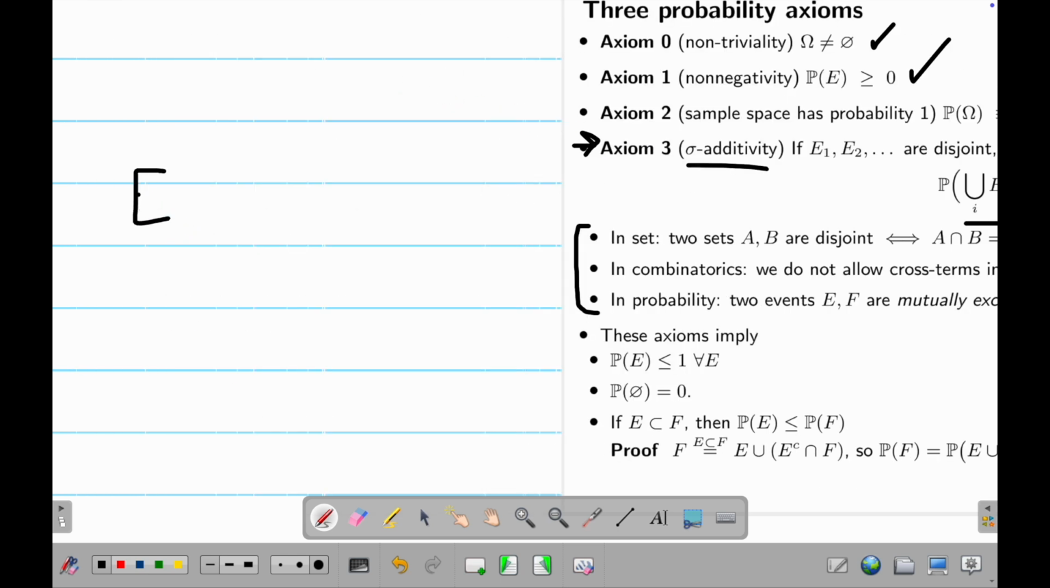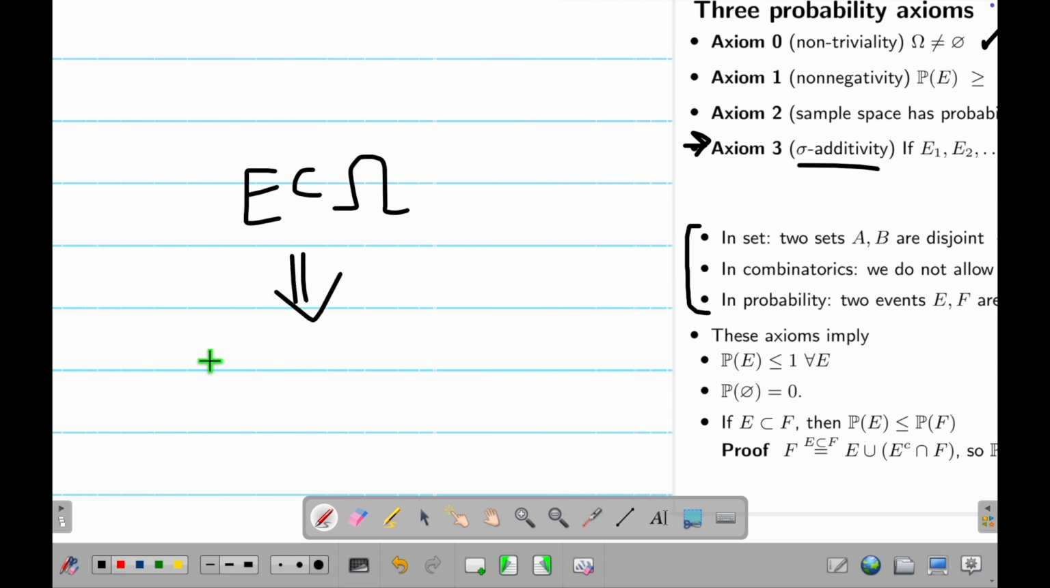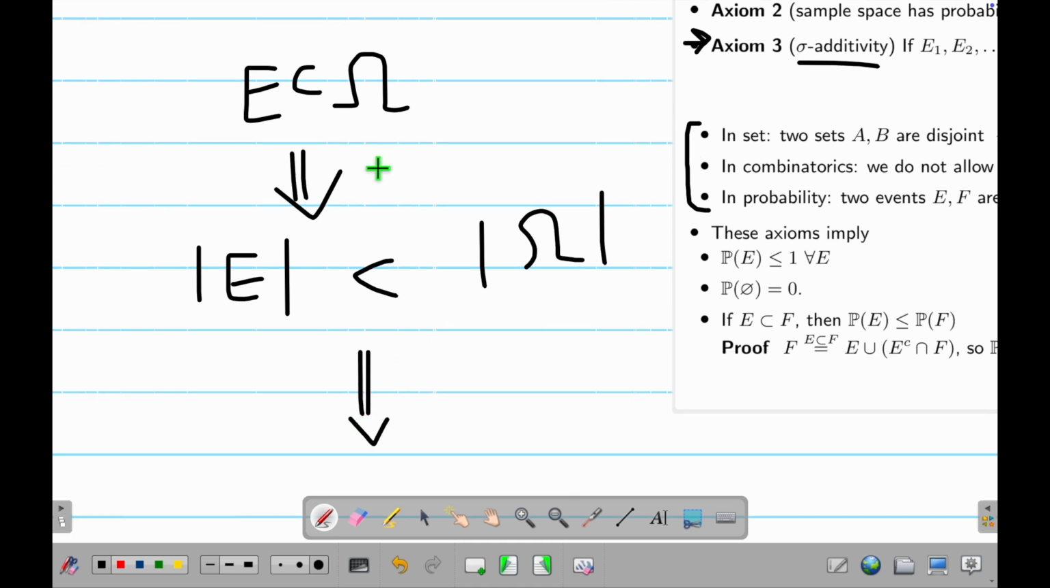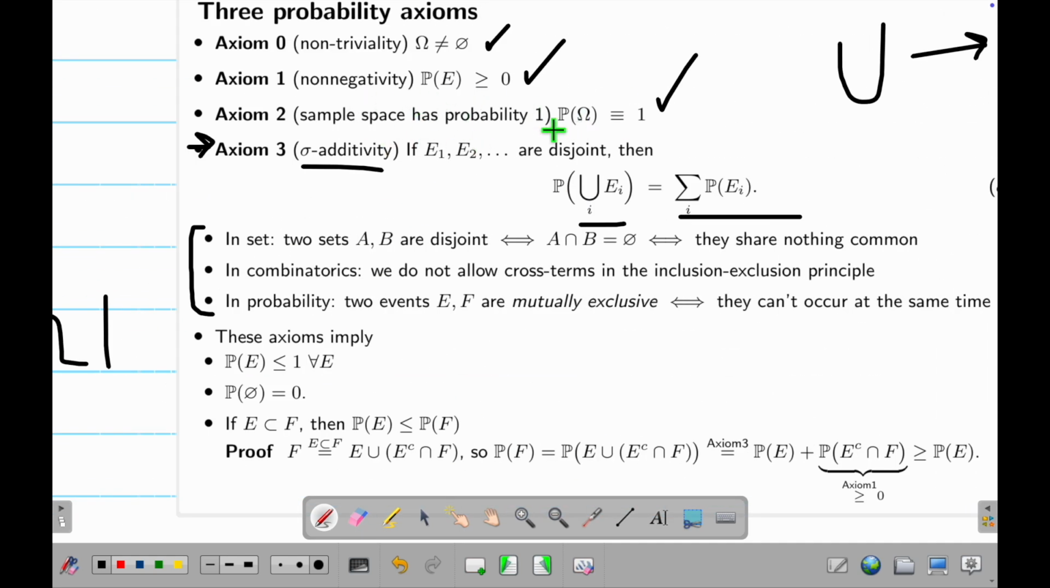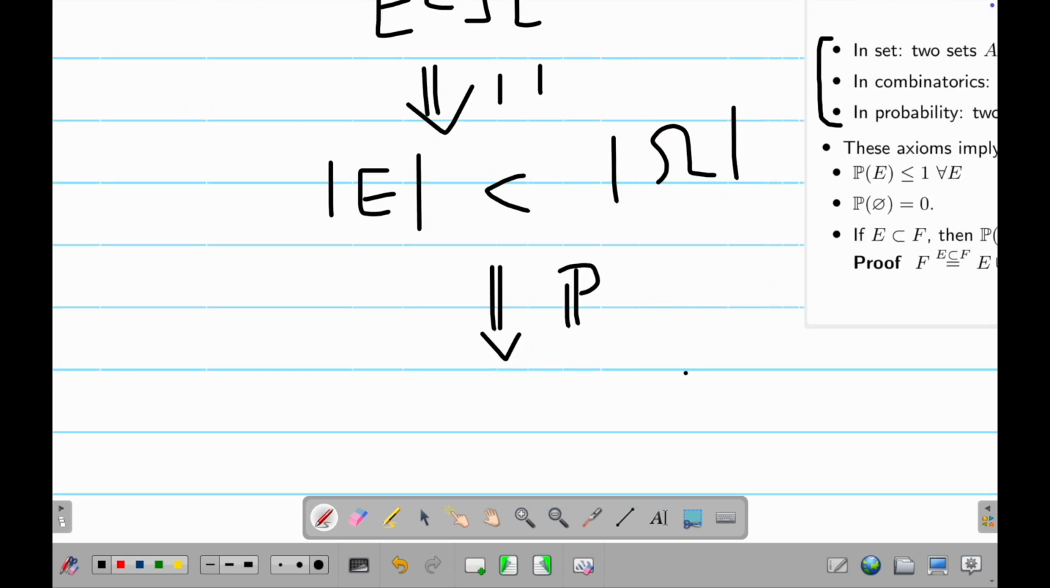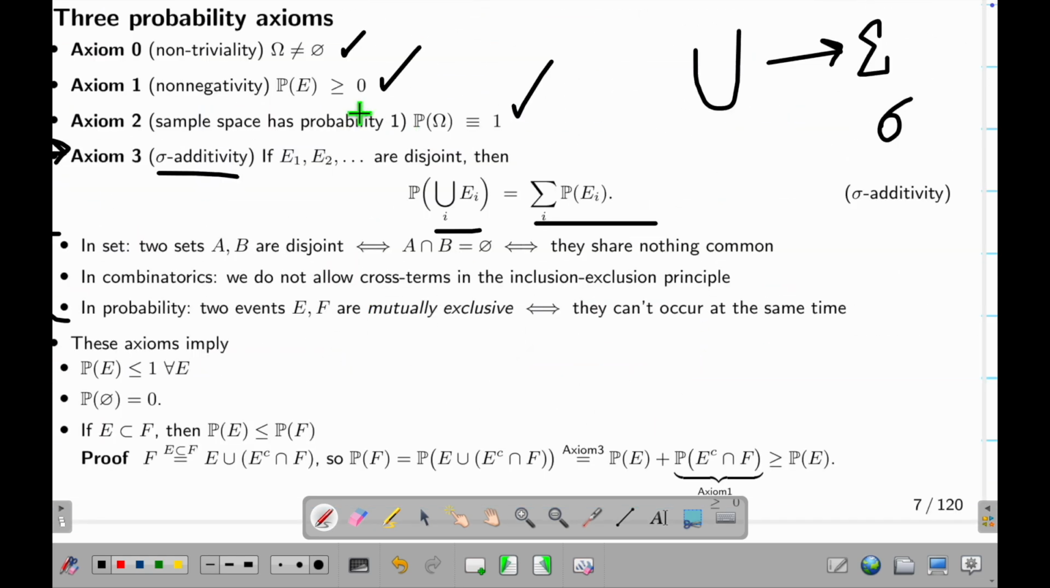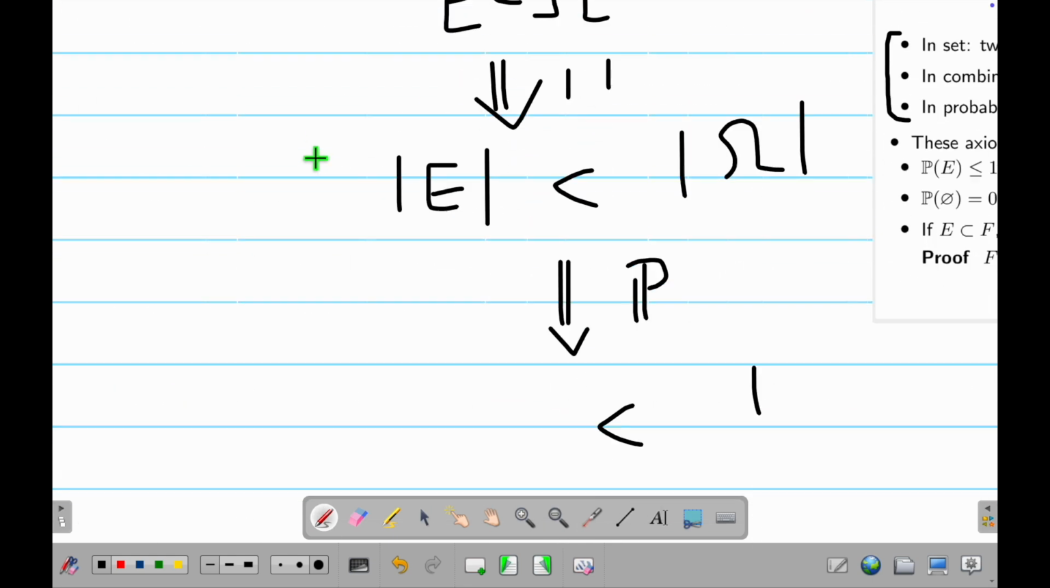Why? E is always a subset of this. By subset, we know the size of E is smaller than the size of omega. And then what? So this, I put a bar here. Here, I put the probability symbol here. Then this guy, by axiom 2, is 1. So this guy is 1. This guy, I just said axiom is larger than 0, so it will be what? Something 0. And I get what? P(E) between 0 and 1.